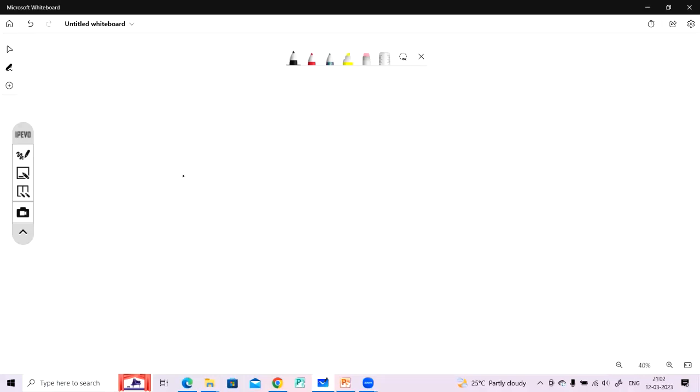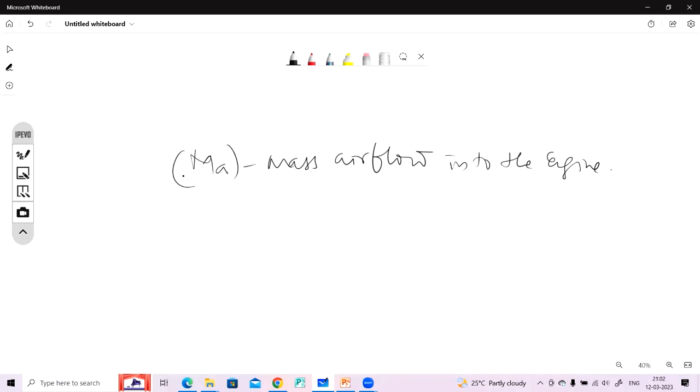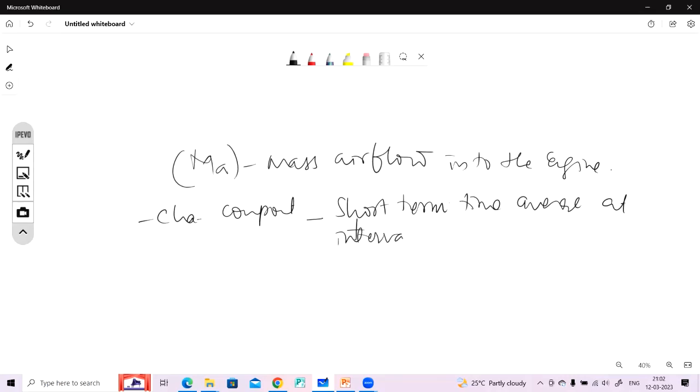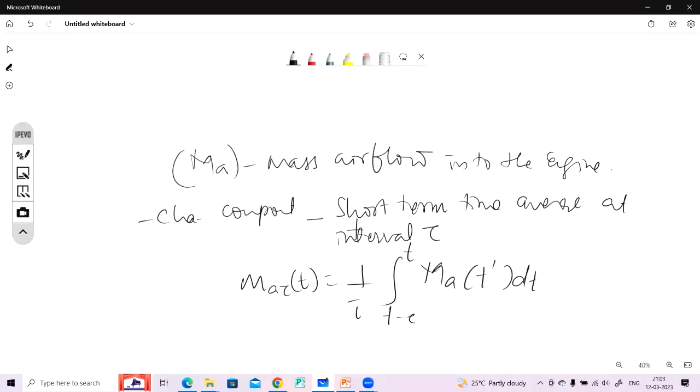Okay, here we should note that correct operation of an electronically controlled engine operating with government regulated exhaust emission requires the measurement of mass airflow, that is MAF, which is the mass airflow into the engine, and the catalyst component, CAT component, for short-term average, where at interval tau, MA tau of T equals 1 by tau integration of T by tau, T MA T, of one derivative.